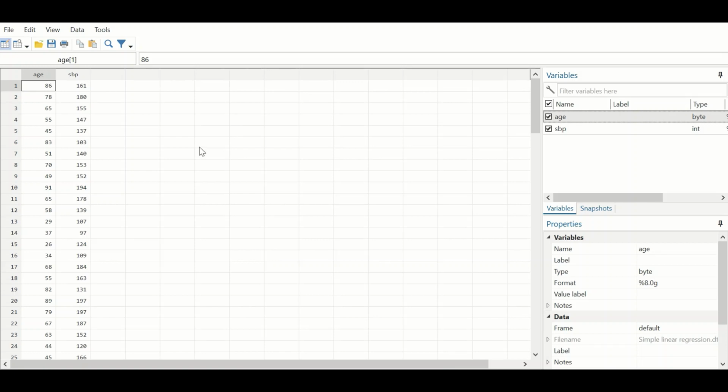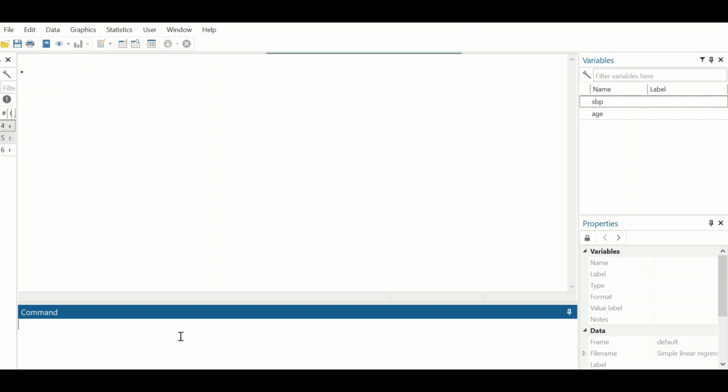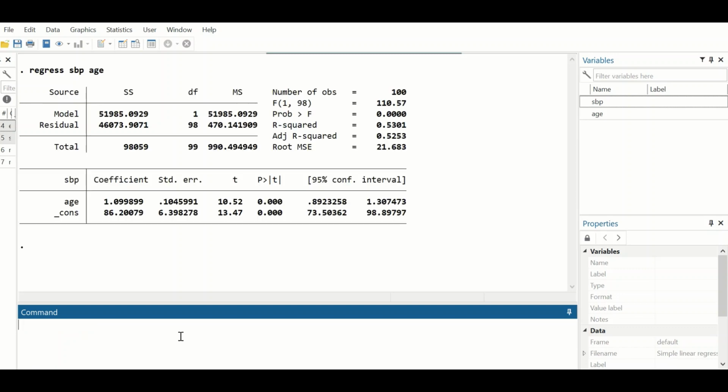will be generated. In the command section, type regress for regression, space, then the outcome, which is systolic blood pressure, space, then the age, which is the predictor, and then hit enter. A table is generated showing the number of observations, which is 100, the F, and then the degrees of freedom, and the p-value for the test, R squared, adjusted R squared, and root MSE.